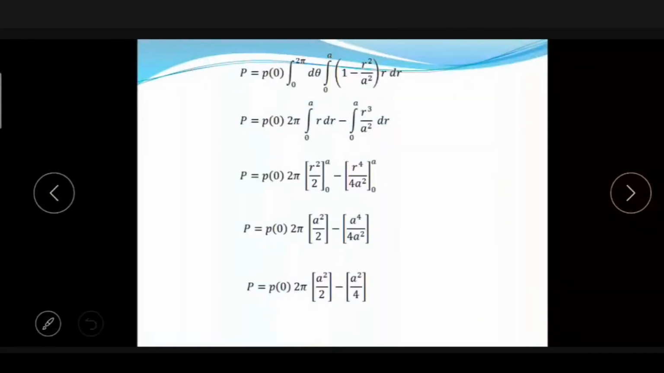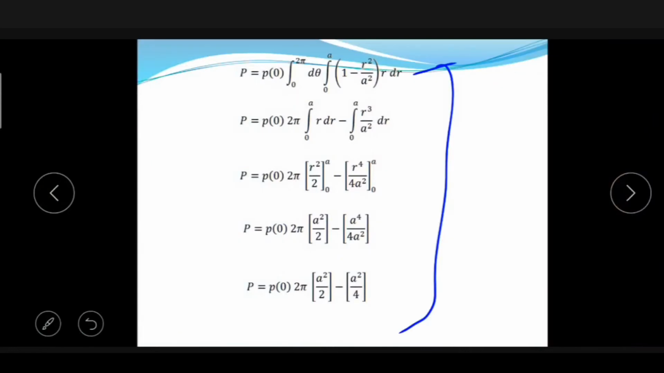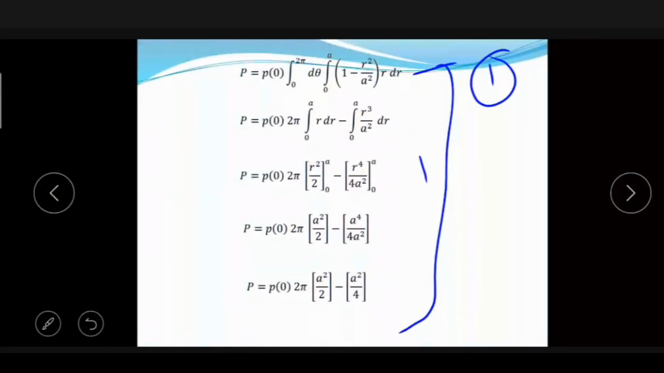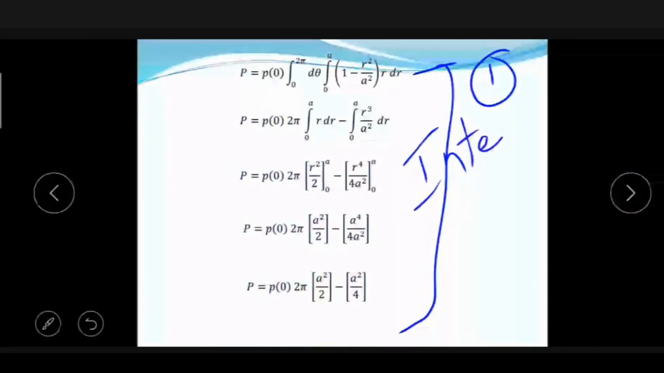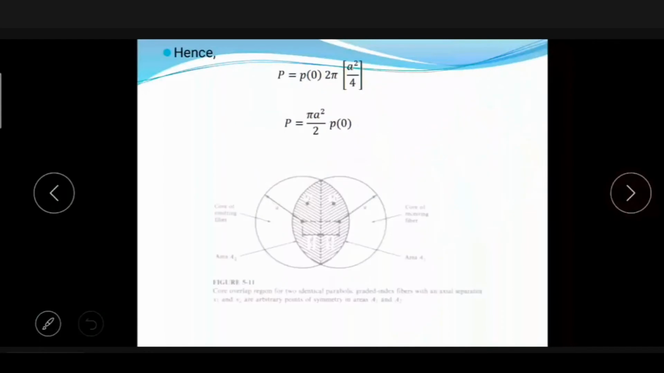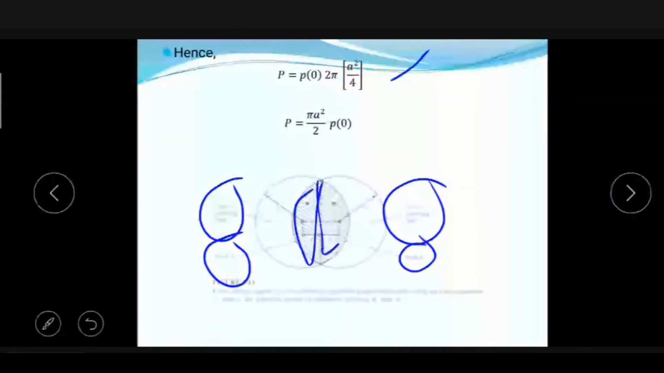Then this you have to derive. This is the first expression that you have to practice, followed by just the integration. So you have to be thorough with integration. After integration you will get this, which is pi a square by 2 into P of 0. So you can see the core of the emitting fiber and the core of the receiving fiber. This is area A2, this is area A1.